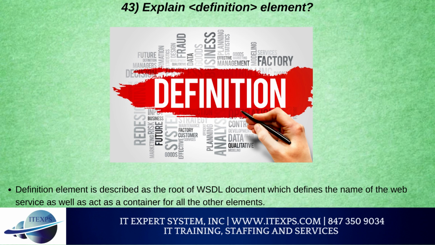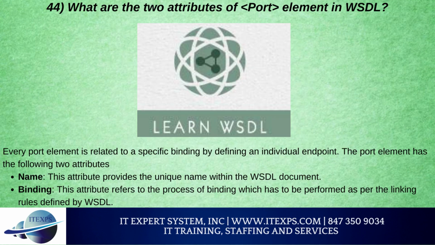Explain definition element. Answer. Definition element is described as the root of WSDL document which defines the name of the web service as well as act as a container for all the other elements. 44. What are the 2 attributes of port element in WSDL? Answer. Every port element is related to a specific binding by defining an individual endpoint. The port element has the following 2 attributes. Name. This attribute provides the unique name within the WSDL document. Binding. This attribute refers to the process of binding which has to be performed as per the linking rules defined by WSDL.